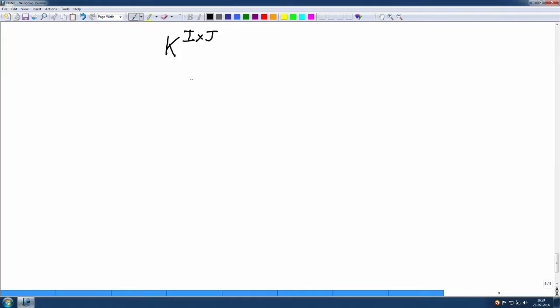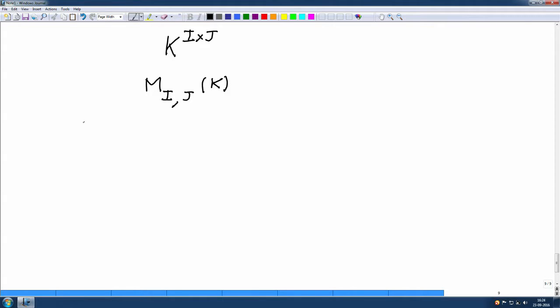So for matrices, instead of denoting k power I cross j, I will use the notation M for matrix, I comma j, k. This is to remember the rows are indexed by I and the columns are indexed by j, and the entries of the matrices are in the field k.